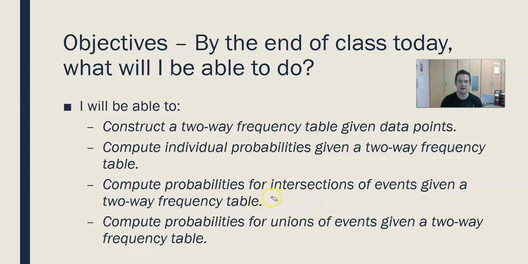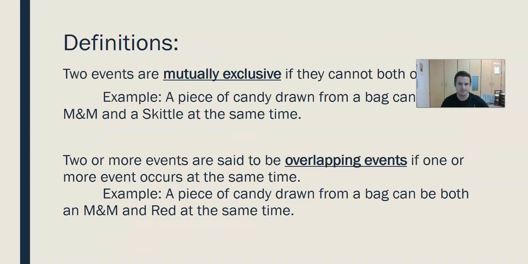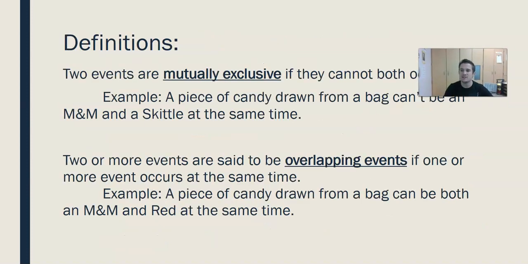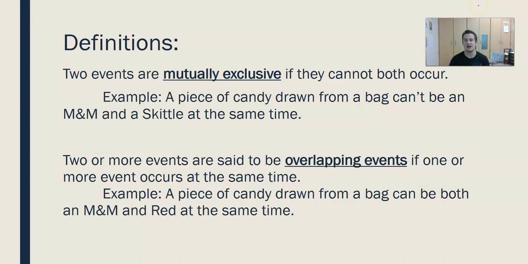So we've already talked about intersections and unions, so now we're going to talk about finding the probabilities of intersections, probabilities of unions from a two-way table. We're going to construct a two-way table, talk about what it is, and then calculate other individual probabilities with these tables. Okay. So first, some definitions, some things that we'll see in these two-way tables.